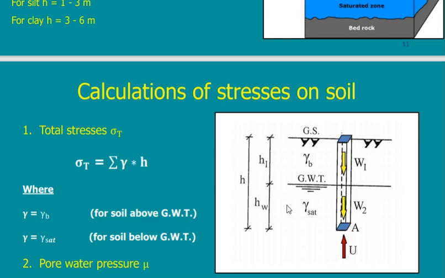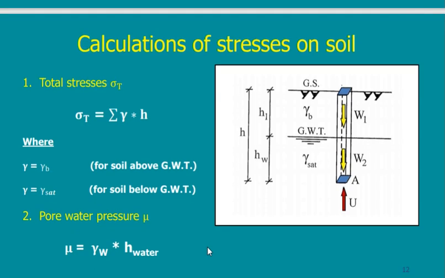That's why we usually say submerged weight and bulk weight, or submerged unit weight and bulk unit weight. The difference between them is water. When we see a problem we can discuss it, but the difference between them is the effect of water on the sample. So the total stress at any location is equal to the contribution of all of the layers above me.